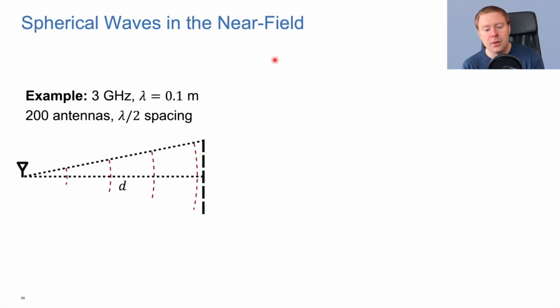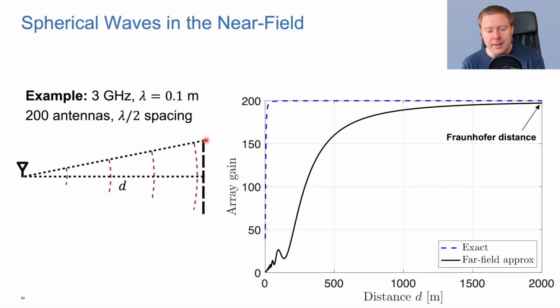Well, in the near field, we have spherical waves that we can actually measure over, not the individual elements because we are in the far field of them, but over the different antennas. So let me give you an example. We are at the 3 GHz band, same as before. We have 200 antennas, and we have a lambda over 2 spacing between the antennas. So in this case, since we have 200 of them, we can get an array gain equal to 200 when we are processing our signal.